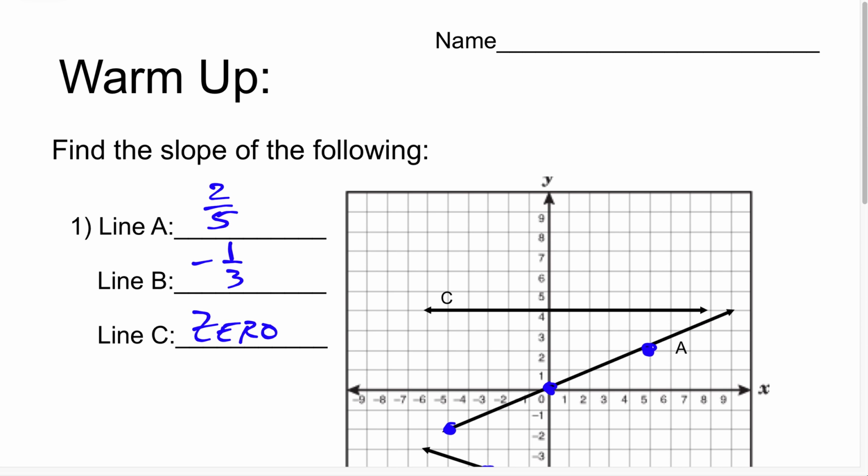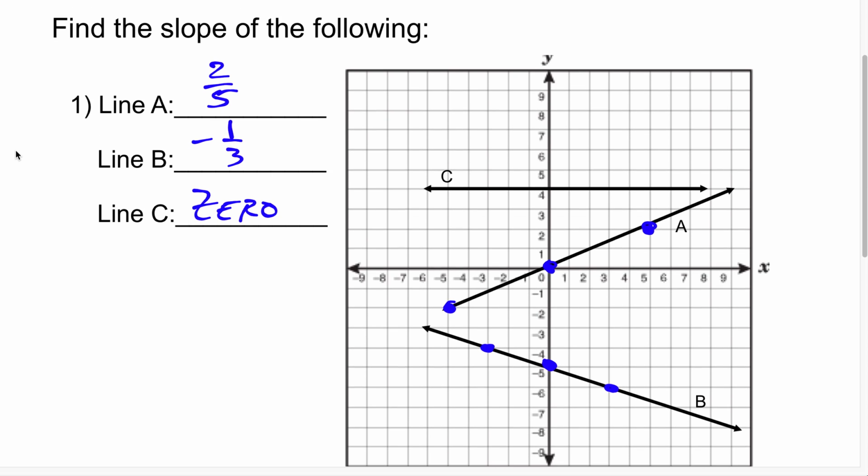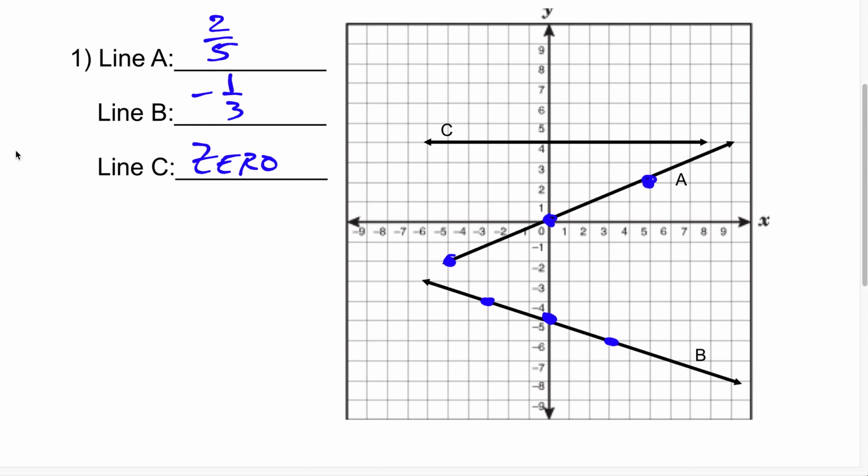Okay, here are the answers. Line A should have been a slope of 2/5. B is a -1/3. It's going down 1, right 3. And line C is 0. It's a horizontal line, 0 slope. Got to keep working on that one.